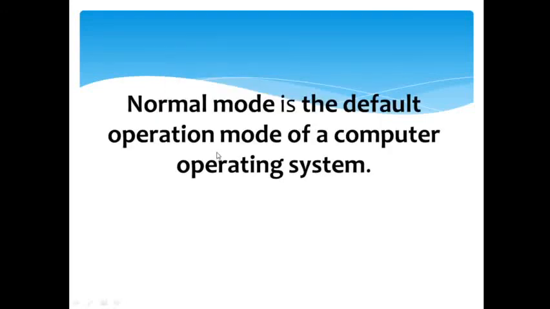So we know that normal mode is the default operation mode of the computer system. If you can see the desktop, that means the computer is running on normal mode.